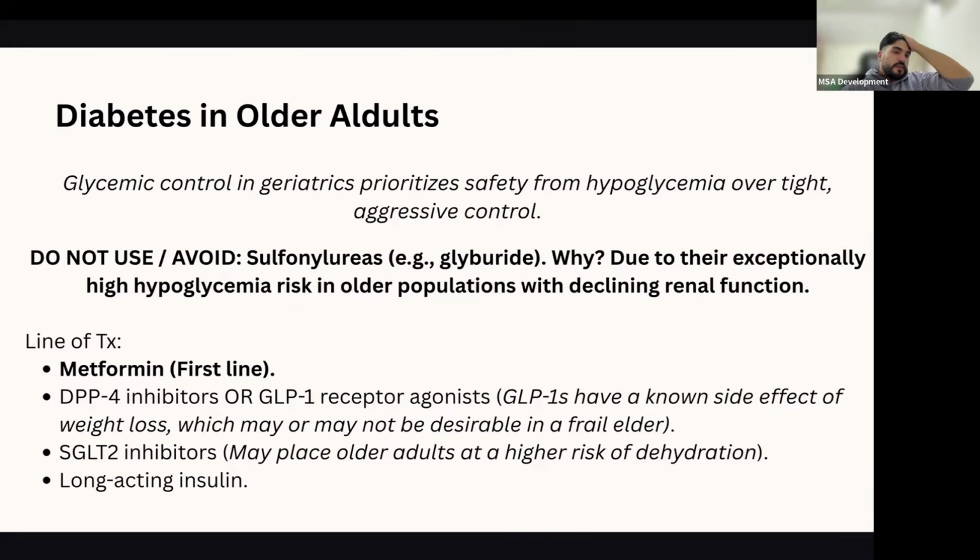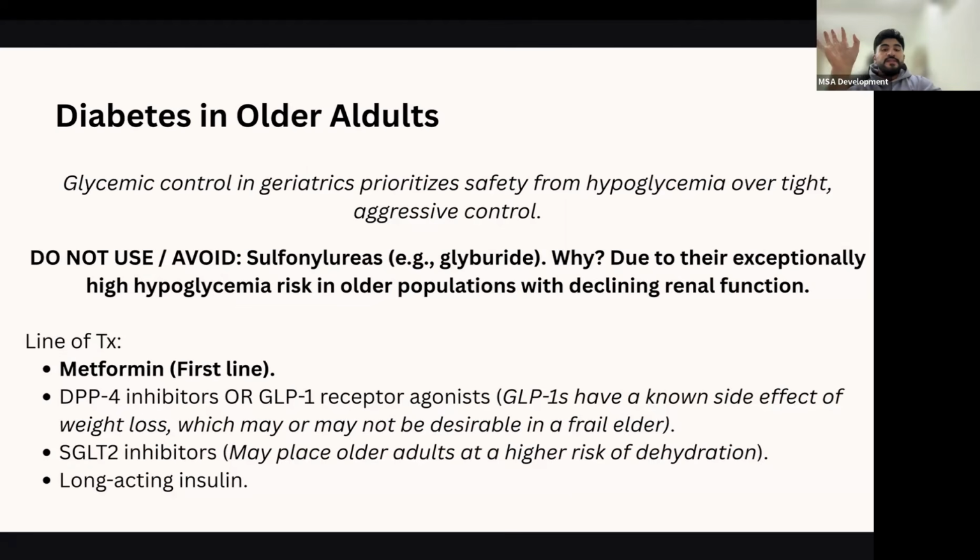All right. Now, what are the medications I can give to a geriatric patient who has diabetes? Metformin. We can also give DPP-4 inhibitors, SGLT2 inhibitors, and long-acting insulin in case their HbA1c is above 11. But your first line is metformin, okay?